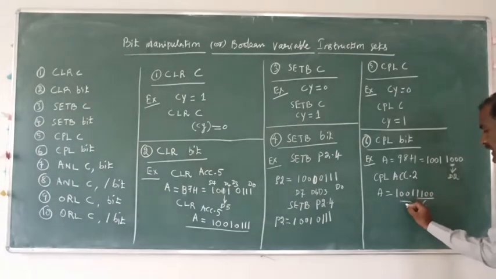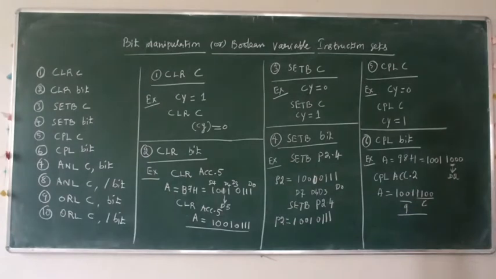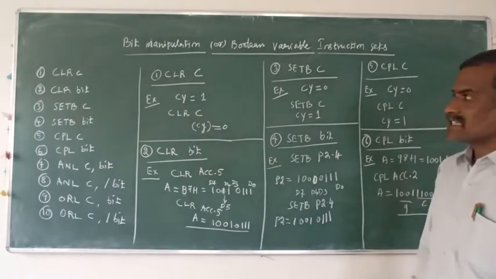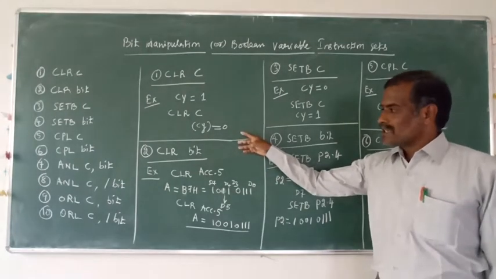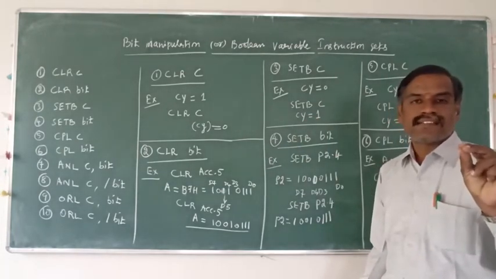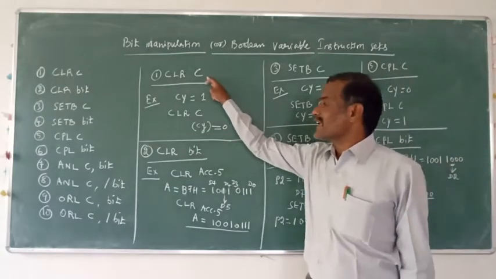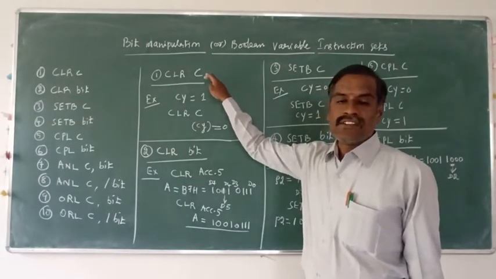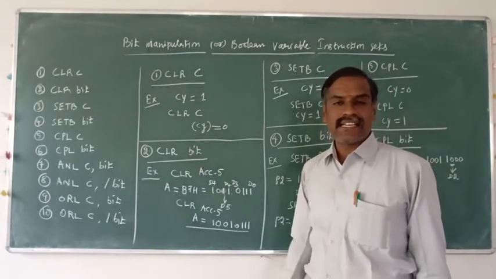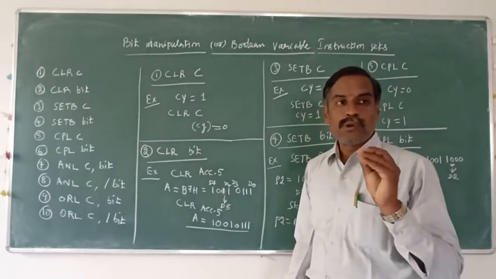1001 means 9. 9 C result. After complement the accumulator content second bit. Okay. All the 6 instructions. The first 2 instructions are to clear that particular bit. Here this is for the carry bit will be clear, and this is for to clear the particular bit position.